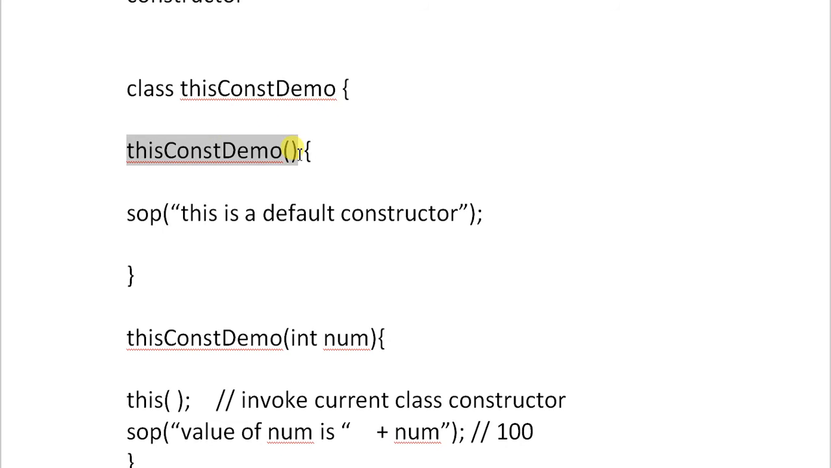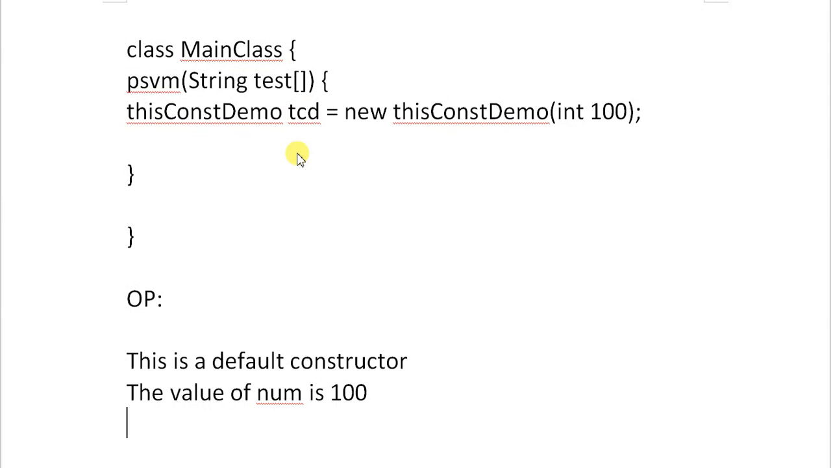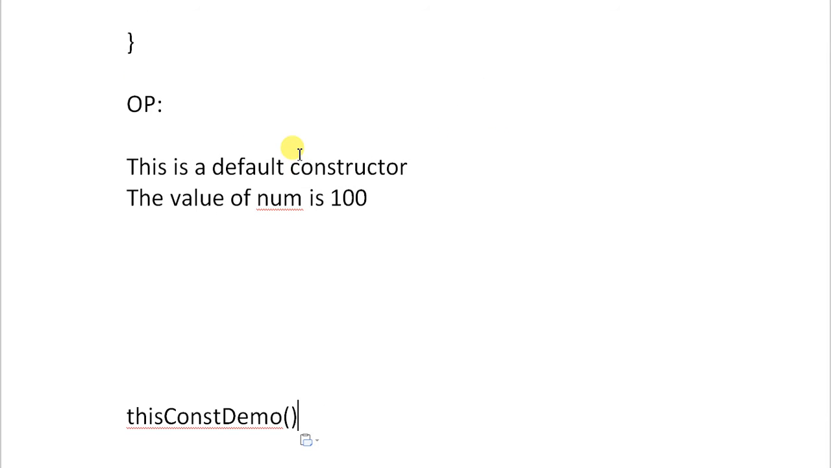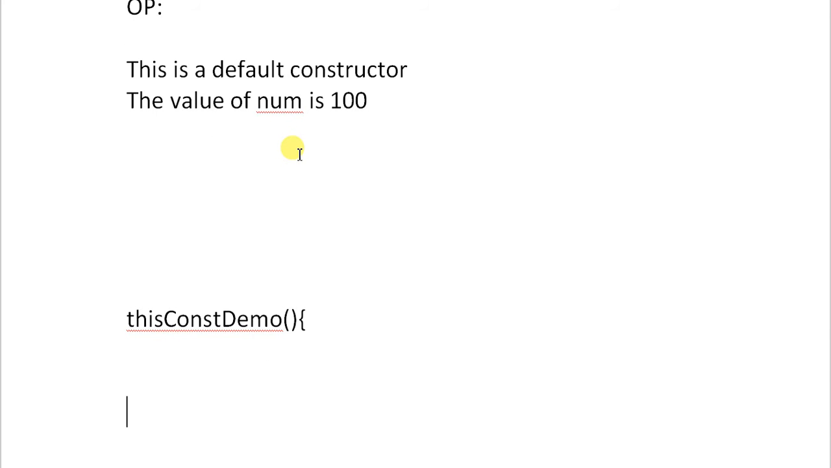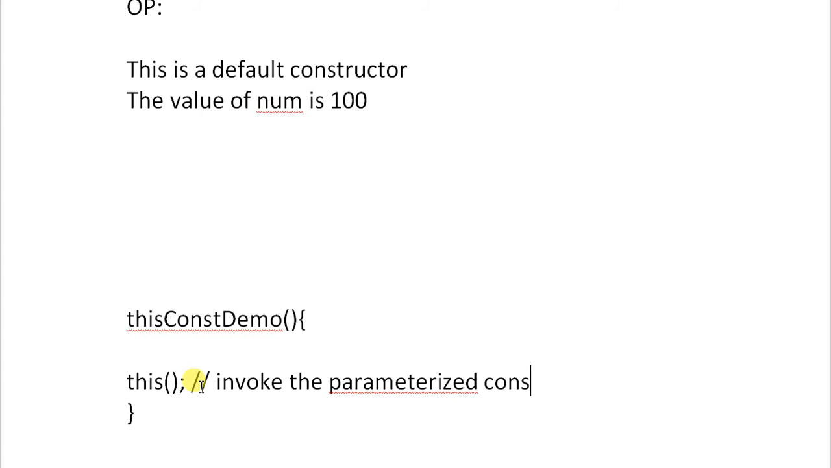So now if I want to invoke the parameterized constructor from the default constructor, here what I need to do is give the this keyword, bracket, semicolon. So what will happen? It will invoke the parameterized constructor. And it will work vice versa.